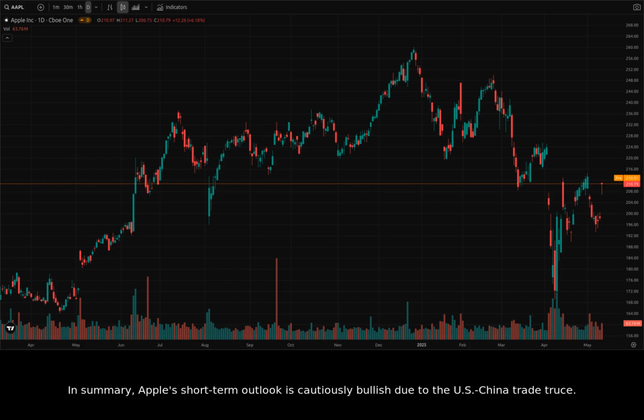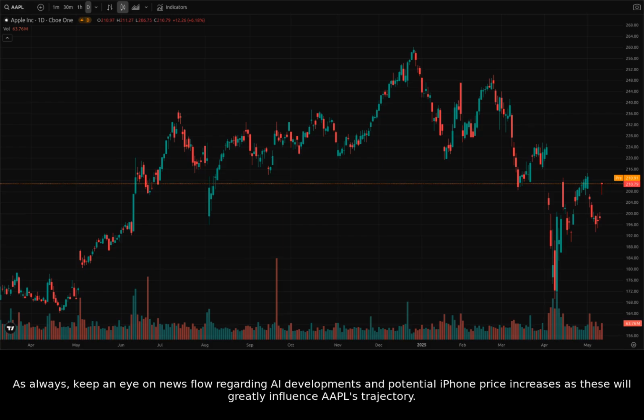In summary, Apple's short-term outlook is cautiously bullish due to the U.S.-China trade truce. Key price levels to monitor are $206 for support and $212 for resistance as prices to look out for. As always, keep an eye on news flow regarding AI developments and potential iPhone price increases, as these will greatly influence AAPL's trajectory.